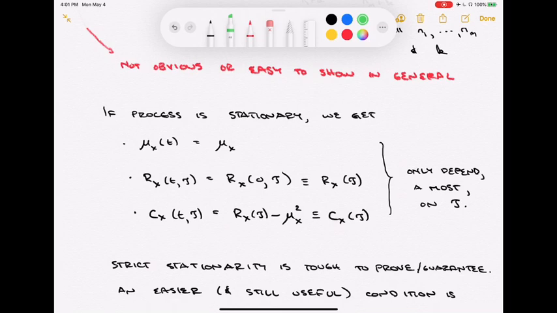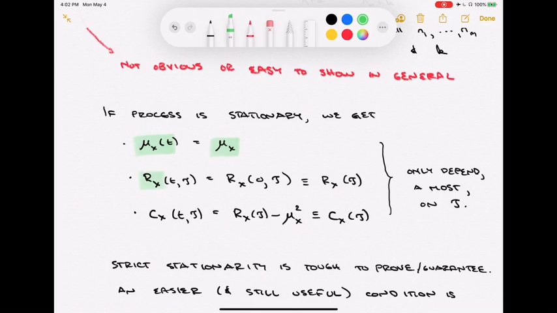A stationary process has a mean that doesn't depend on time. So mu x of t is just mu x. It's going to be the same value for all values of t. And that makes sense, right? A stationary process is not supposed to have things change as a function of time. So all these summary statistics, means and correlations and covariance and all that sort of stuff, should not have a t in it.